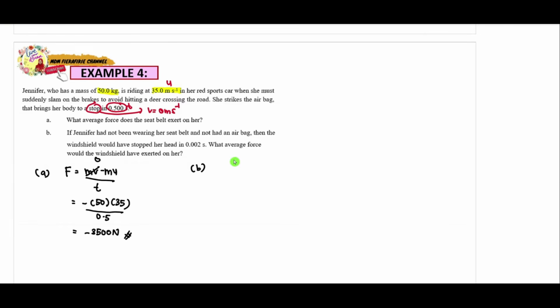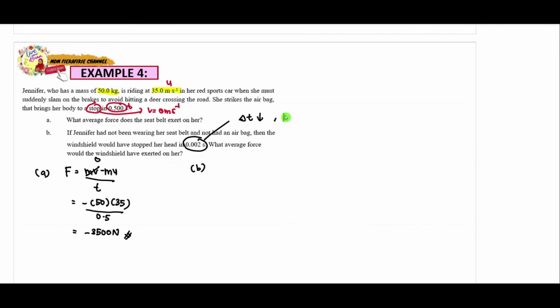And B, if Jennifer had not been wearing her seat belt and not had an airbag, then the windshield should have stopped her head in 0.002 seconds. So kita nampak dekat sini, the time of impact between her head and the windshield kan, jadi berkurang lah, delta T is decreasing. Okay, 0.002 seconds, sangat cepat.